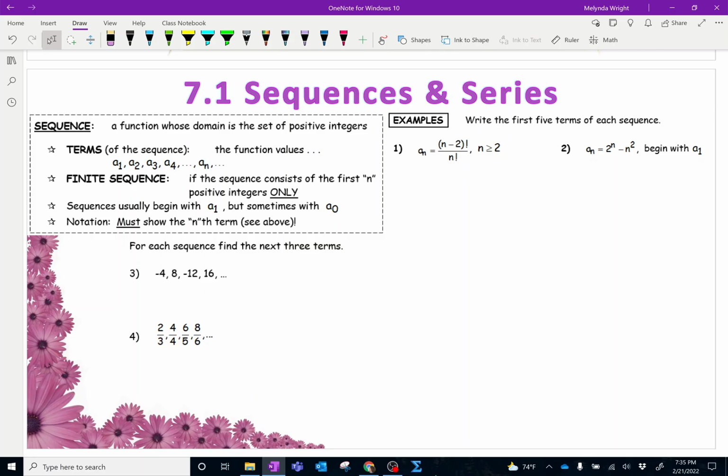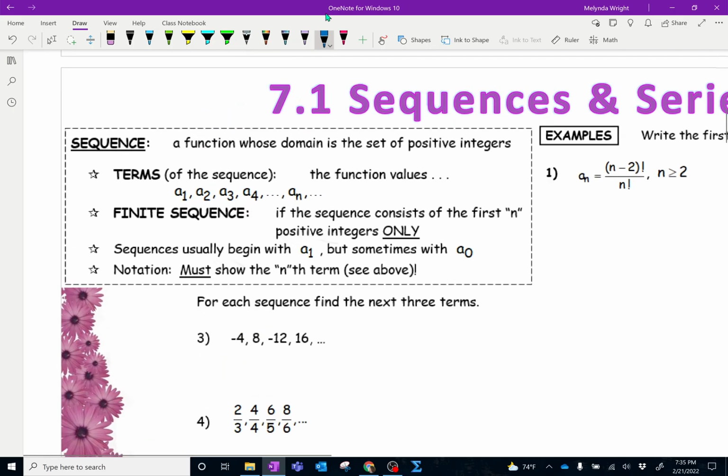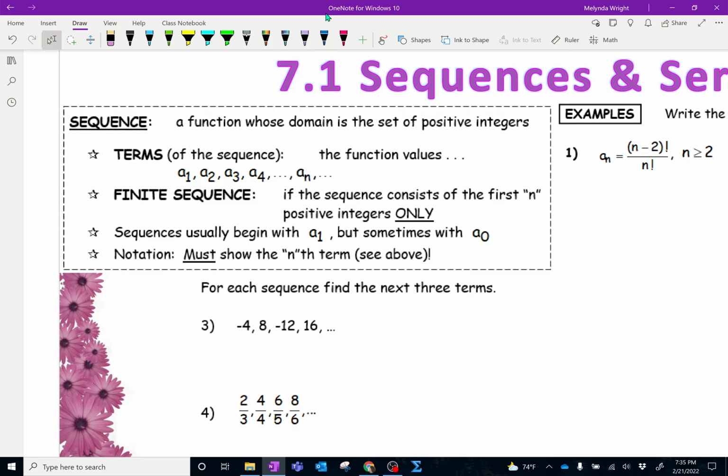All right, let's take a look at this lesson on sequences and series. So let's get some basics down. Let's talk about what is a sequence. A sequence is a list of terms. Okay, so what is a term?